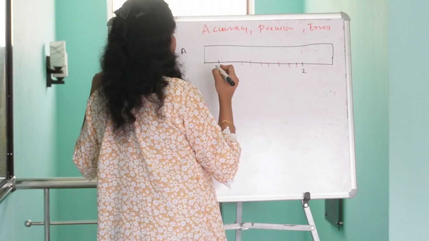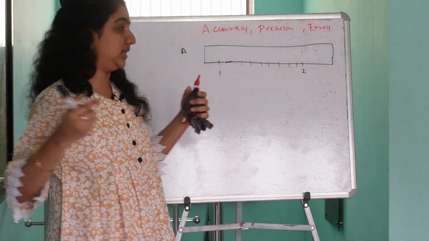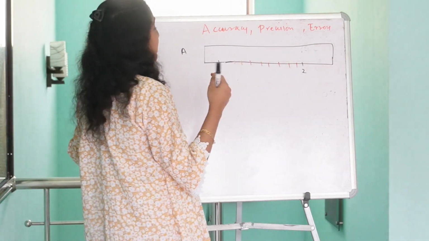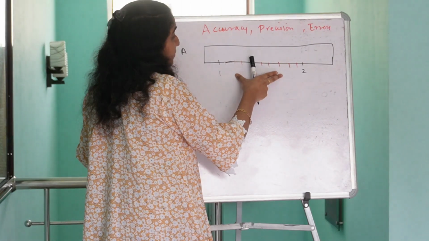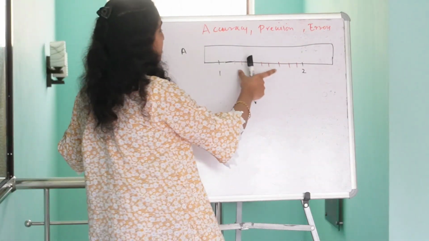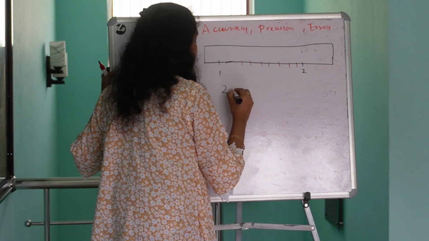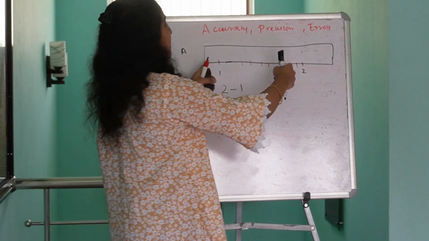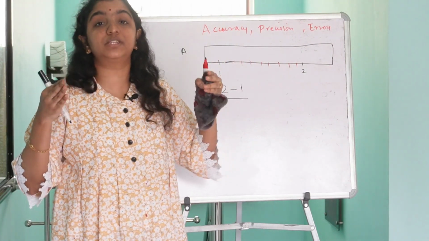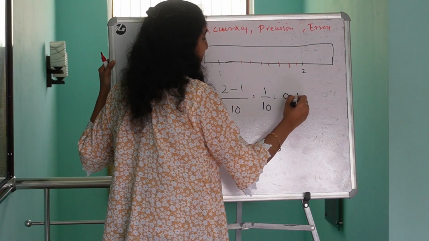I want to find the measure of a single division, or the measure of each division. How do we find it? It's very easy. I know the measure of this whole 10 divisions is actually the difference between these two adjacent values, that is 2 minus 1. This total is the measure of 10 divisions, and I am asked to find the measure of a single division, so I simply divide it by 10. So I will get 1 divided by 10, that is 0.1, isn't it?